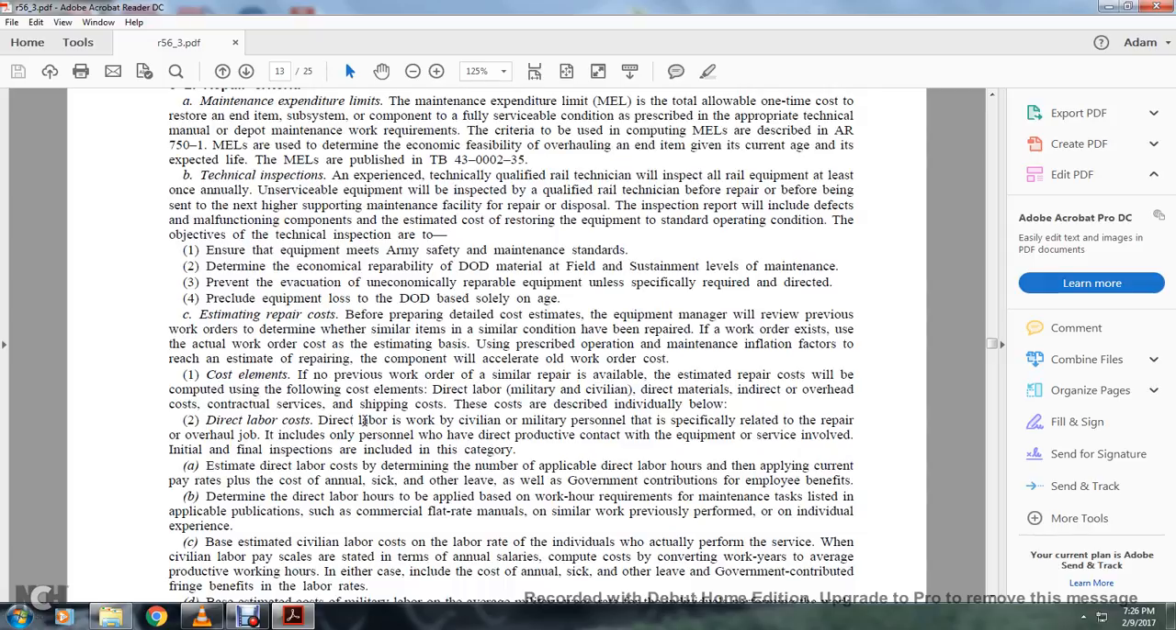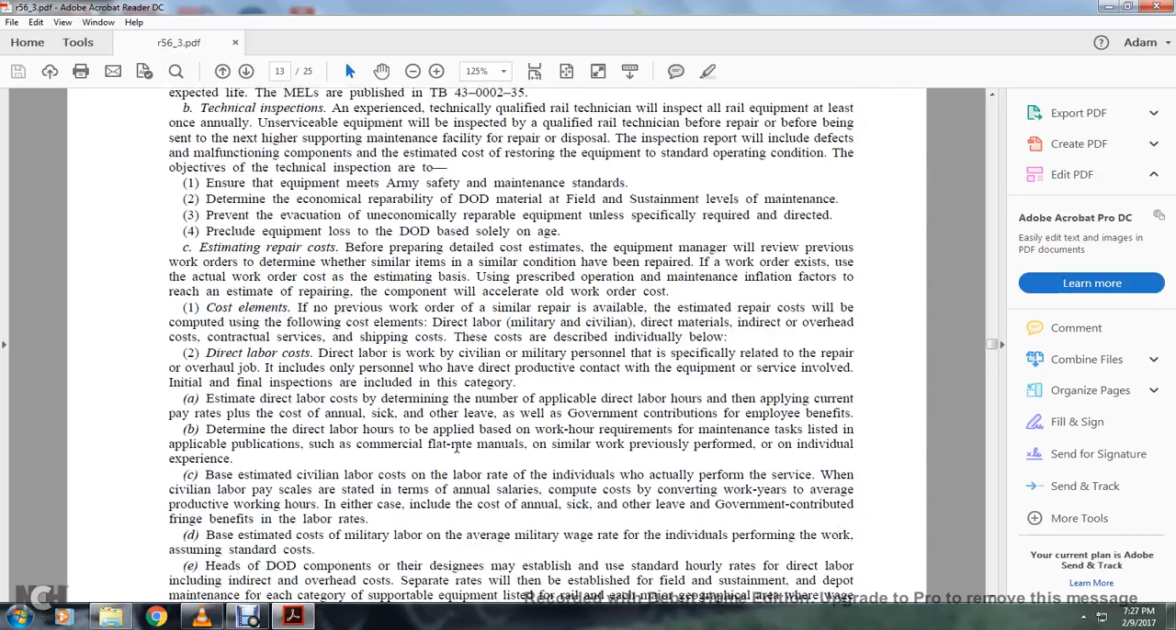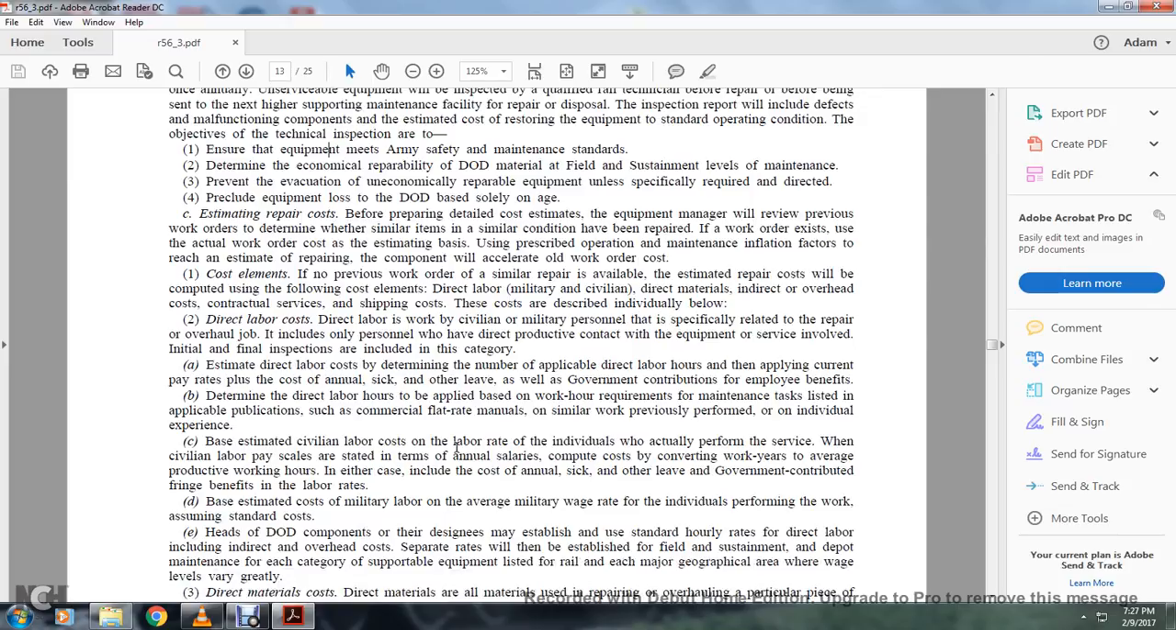The direct labor cost. Direct labor is the work by civilian and military personnel specifically related to the repair or overhaul. Include only personnel who have direct or productive contact with the equipment. Service personnel involved in the initial and final inspections are included in this category. Estimated direct labor cost. Determine the number of applicable direct labor hours.